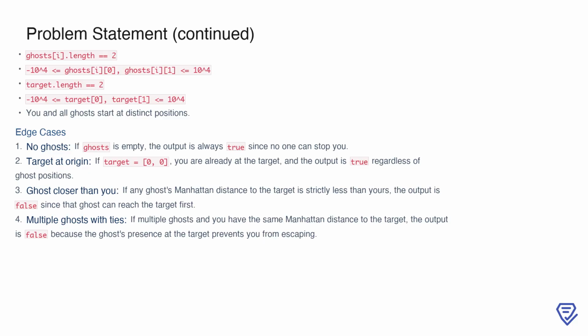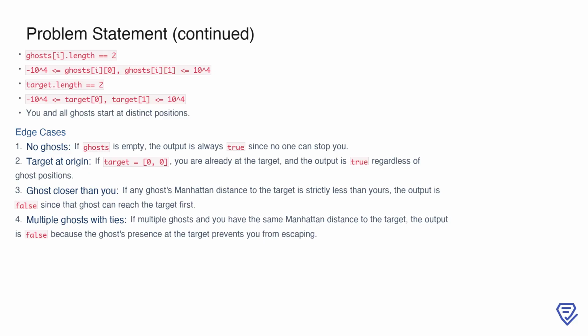Several edge cases are worth noting. For instance, if there are no ghosts on the grid, the output is always true because no one can stop you from reaching the target. If the target is at the origin, you are already at the target, so the output is also true. However, if any ghost has a strictly shorter Manhattan distance to the target than you, the output is false because that ghost will reach the target first. Finally, if multiple ghosts and you have the same Manhattan distance to the target, the output is still false because the ghost's presence at the target blocks your escape.